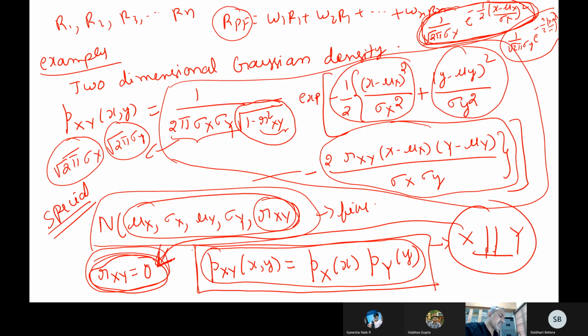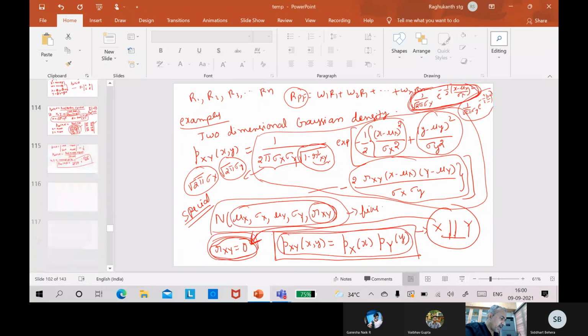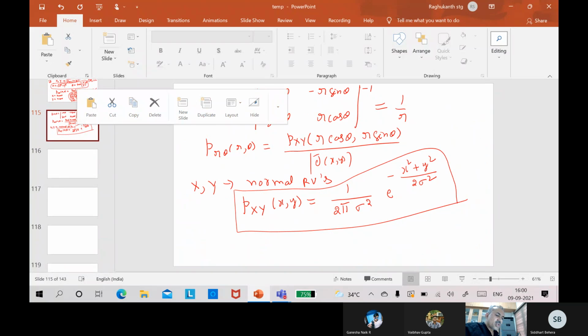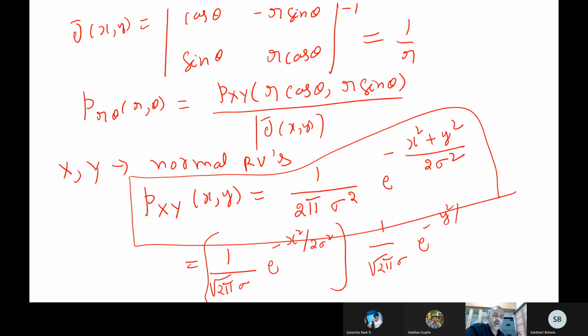So now in our present case, the two-dimensional expression, you can write this as 1 by square root of 2 pi sigma, e to the power of minus x square by 2 sigma square. This is 1. Multiplied by 1 by root of 2 pi sigma, e to the power of minus y square by 2 sigma square. You followed. So this is the probability density function for x, and this is the probability density function for y.